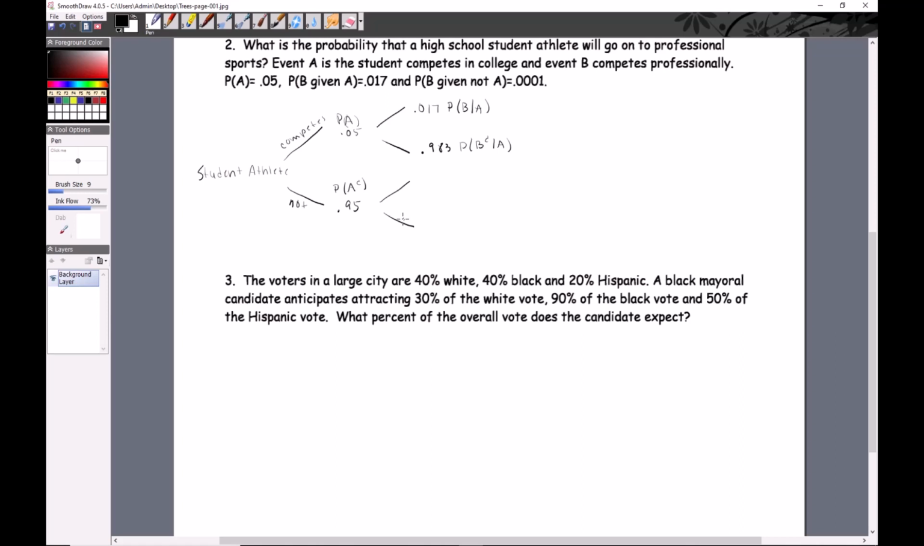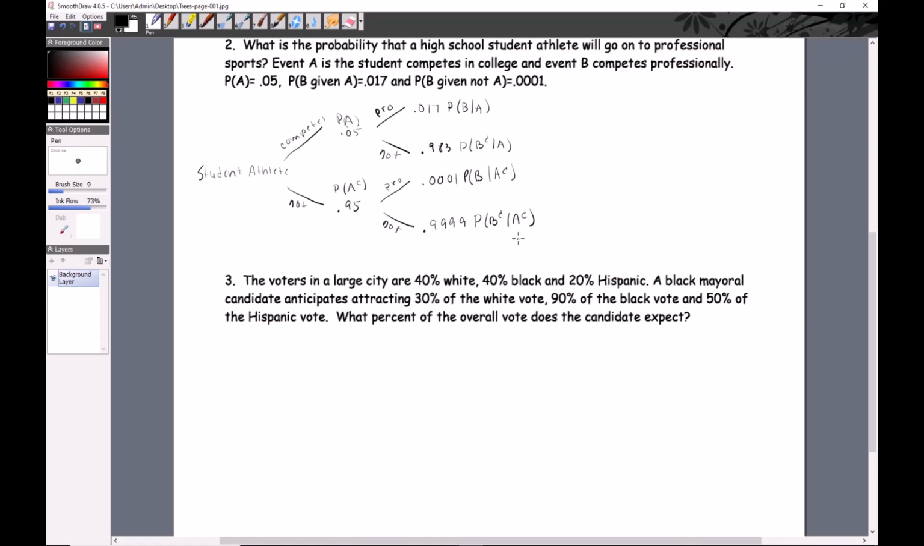And let's see. This is the B given not A, and that's going to be 0.0001. Make sure you don't lose zeros here. So this is the probability of B given that A didn't occur. And so this would make this 0.9999, and that's the probability of B complement given A complement. All right, so those add up to 1, those add up to 1, these add up to 1 at the beginning. And so let's just call this, just so we can complete the labeling, that's pro, that's not. That's pro, that's not.